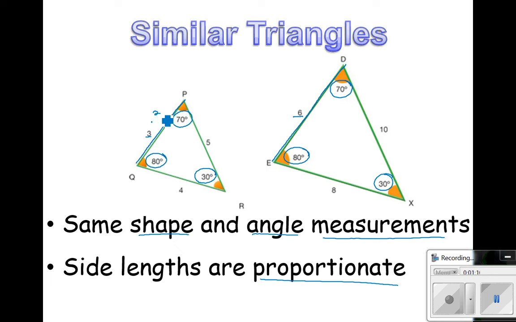Let's look at QR. It's 4. The corresponding segment would be EX, which is 8. And we know 4 times 2 is 8. And then the final segment, PR, is 5. If we multiply 5 times 2, we get 10, which is the corresponding segment on the other triangle. So we know that these are similar triangles because the angle measurements are congruent, and the side lengths are proportionate.